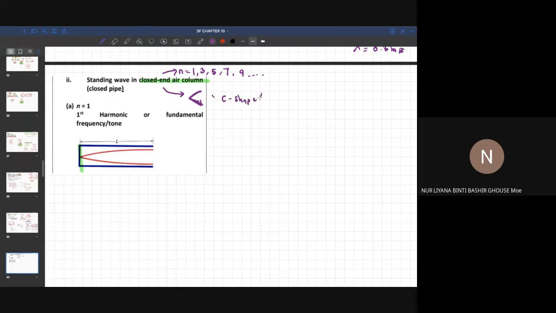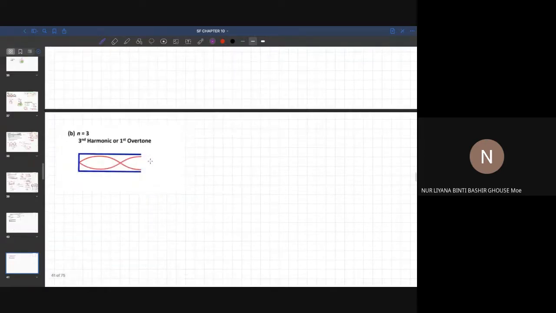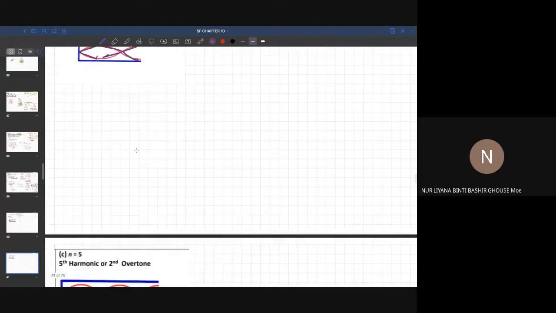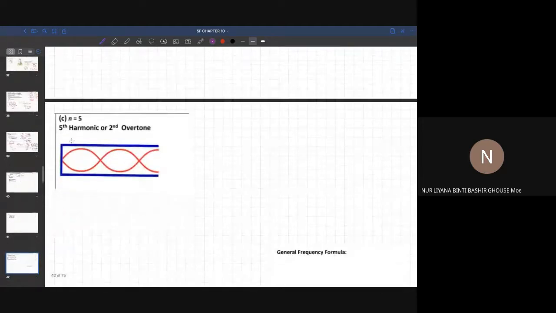What does C shape mean? If n equals 1, we draw 1C. This counts as 1C. If n equals 3, since after n equals 1 the next one is 3, we draw 3C. 1, 2, 3. When n equals 5, we draw 5C.